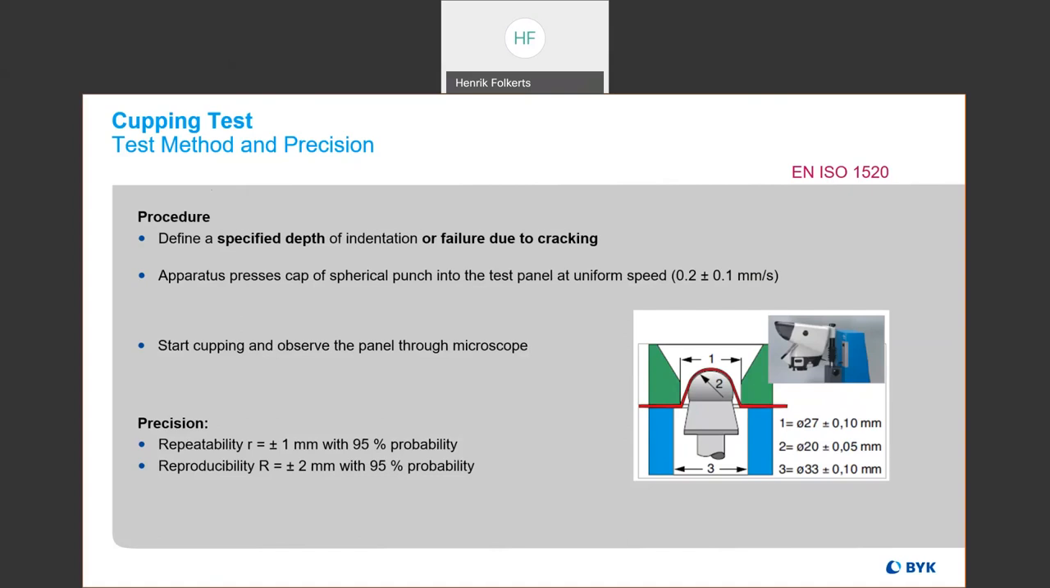On the machine, you can start the movement, and during the test, it is requested that you observe the panel through a microscope so that you can see when the failure takes place and you can stop the movement. The repeatability is plus minus 1 millimeter as defined in ISO, and the reproducibility, meaning between different laboratories, is plus minus 2 millimeters.